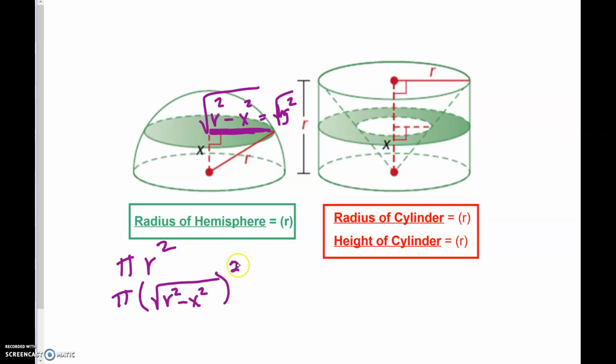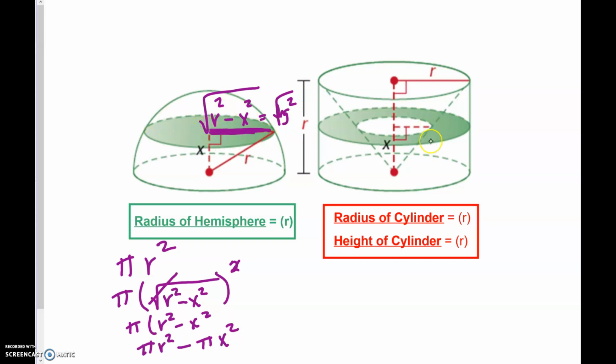So now what's going to happen is this square and that square root are going to cancel. So you're left with pi times r squared minus x squared. So now we're just going to distribute, and we have pi r squared minus pi x squared. So that's the area of this circle here.